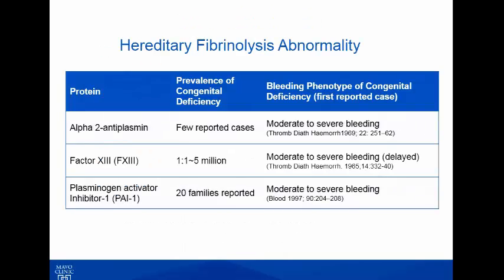The hereditary disorders are exceedingly rare. This is a summary of reported cases, and many of the patients or families have moderate to severe bleeding. But based on the nature of case reports, I think there is what I call reporting bias for this particular entity. So the bottom line is that the hereditary side of things is very rare.